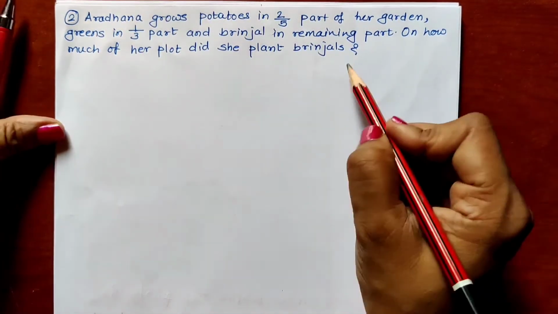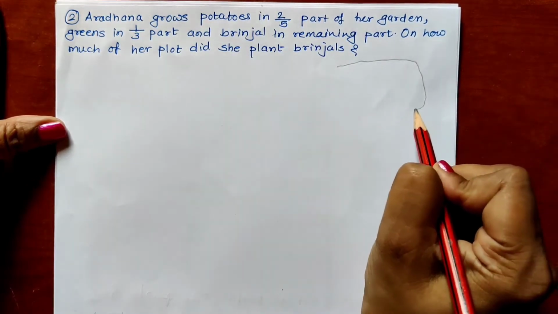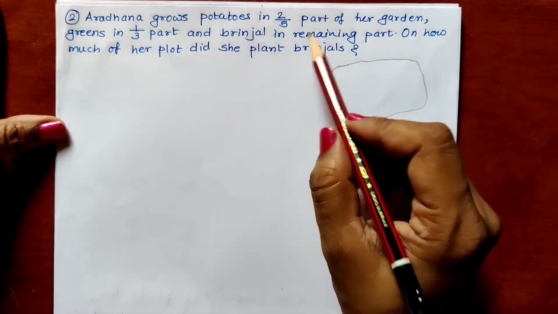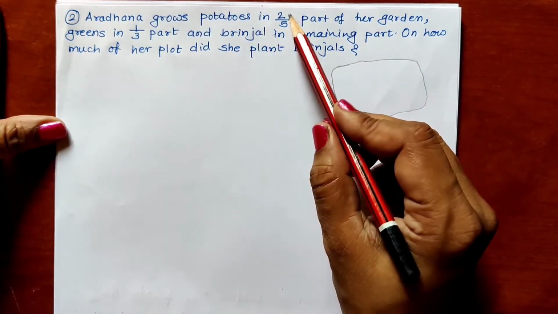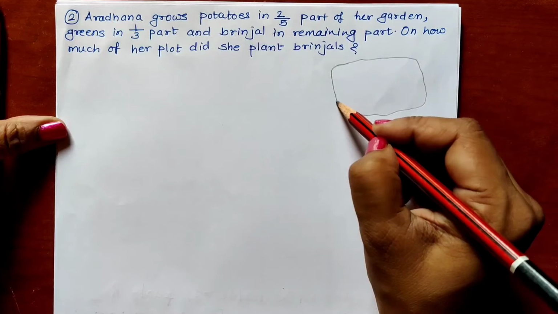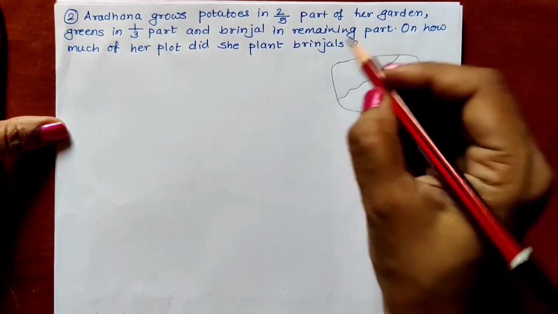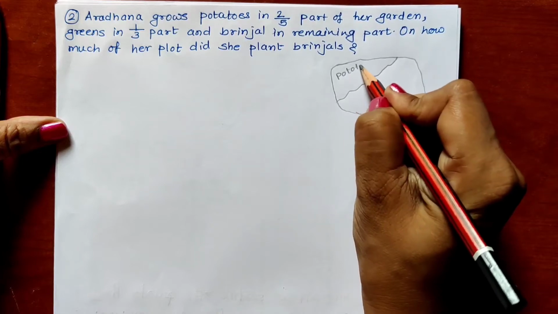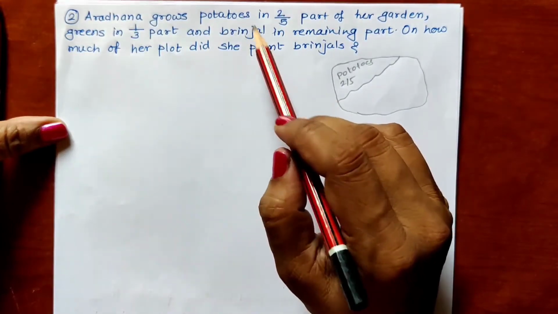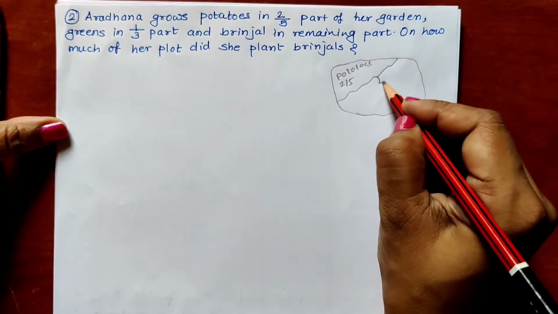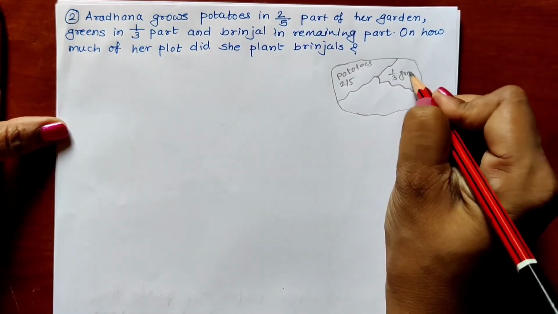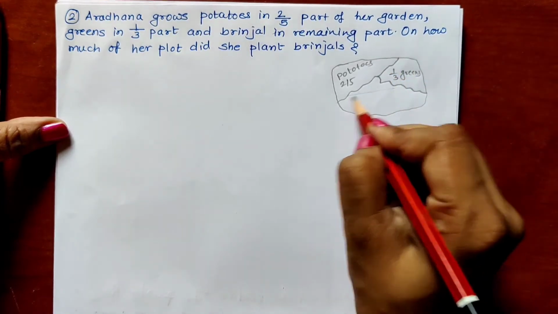As I have told you, Aradhana is having this one big garden. Garden is single garden, one garden only. And from that one garden, 2/5 part she planted or she grew potatoes. So maybe till this to this part she planted potatoes. This is 2/5 part of the garden. Then 1/3 part of the garden she planted greens. Maybe this is 1/3 part of the garden where she planted greens, and remaining part she kept for the brinjal.